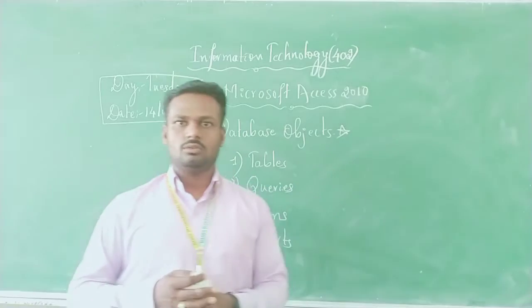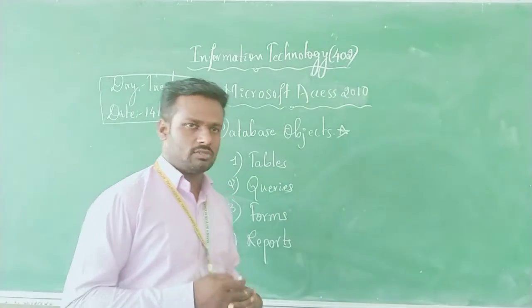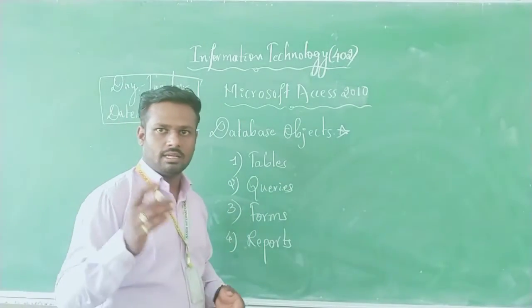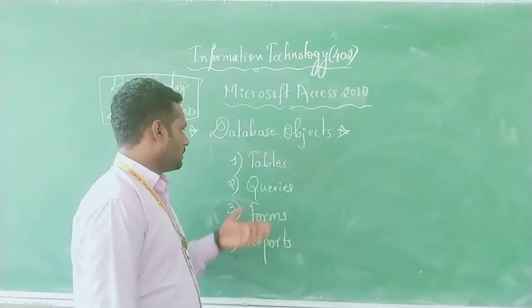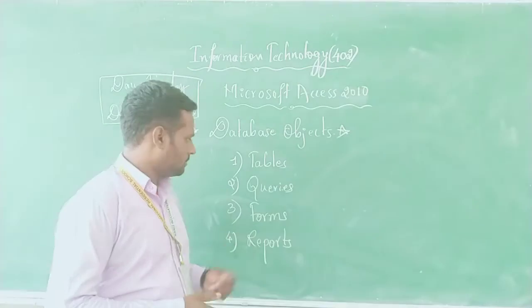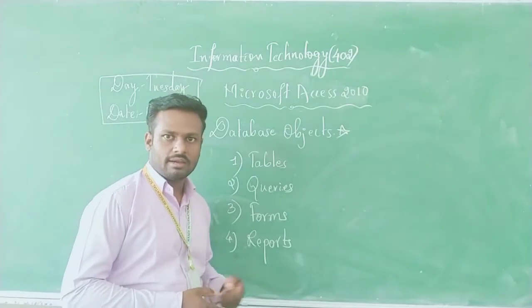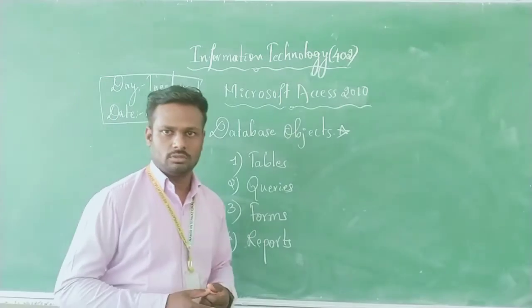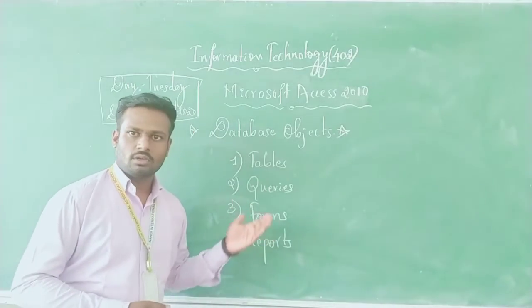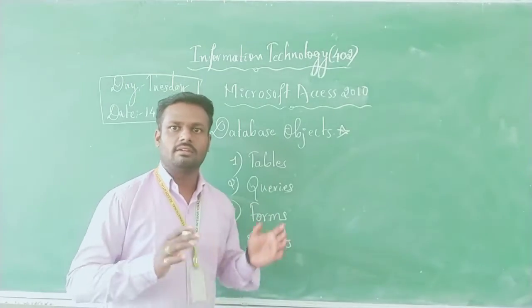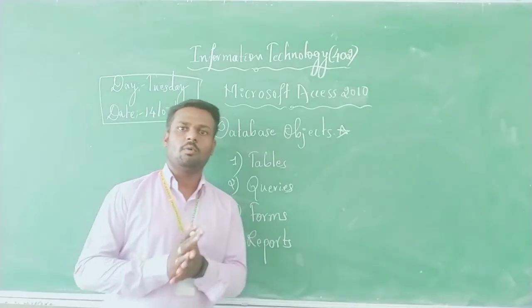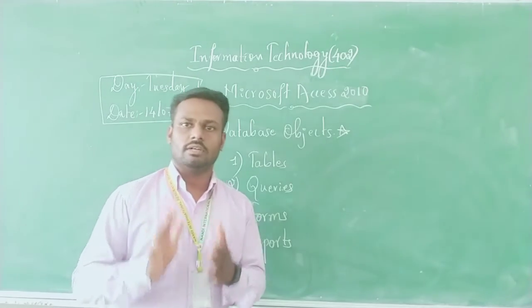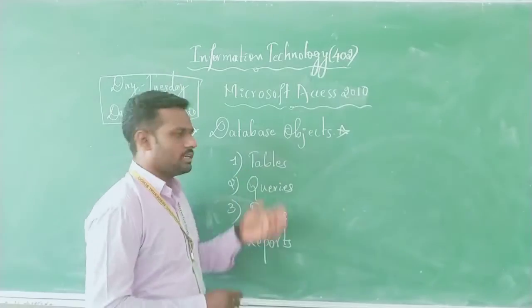Okay, so the main objects of the database are, the first one, the table. A table is a must, it is the main object. Next we have queries, next are the forms, and last one we have a report. So table, queries, forms and reports are very essential and very important objects of a database. So first we take the table.